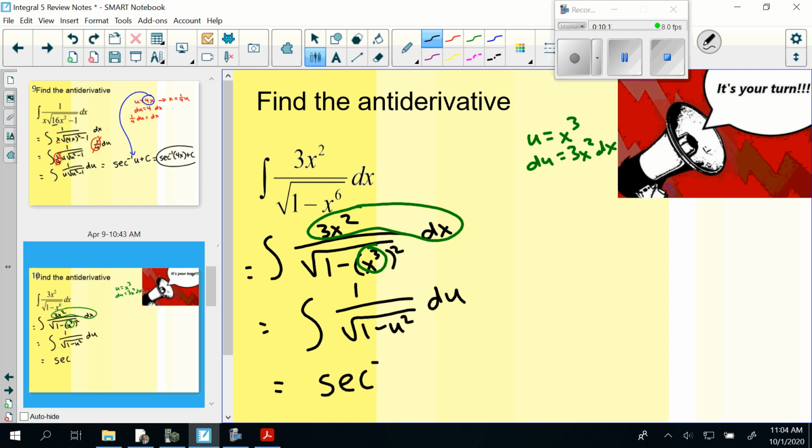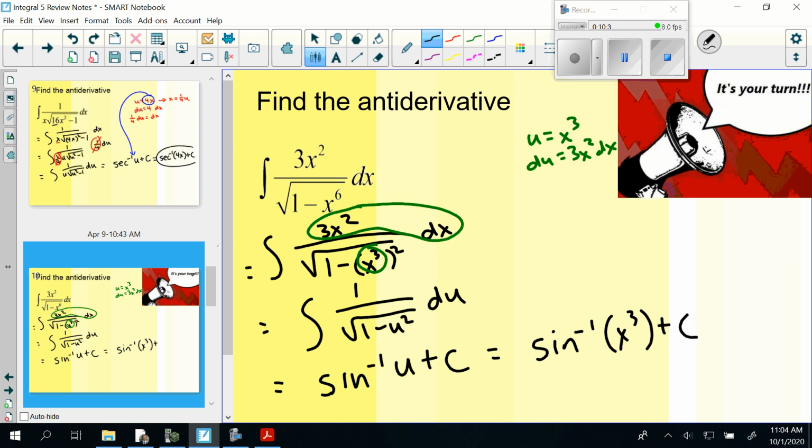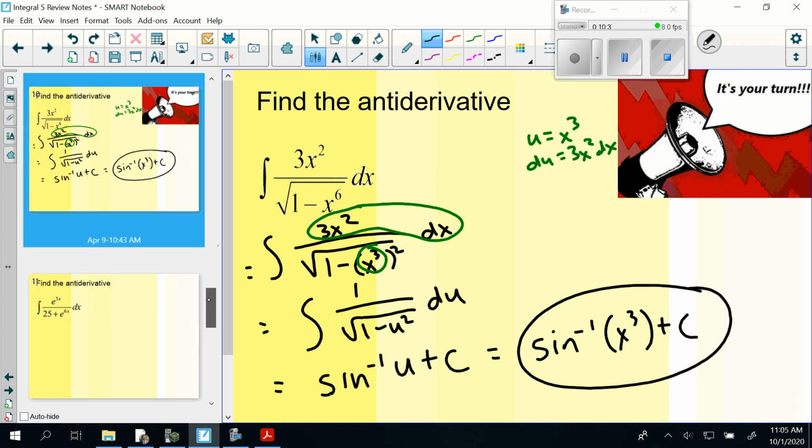And, whoop, that's again sine antiderivative here. Said it, but wrote it wrong. Inverse sine of u plus c. And then last step, make sure you did substitute back in, so the answer would be inverse sine of x cubed plus c. All right, hopefully you got that one. All right, last one here.